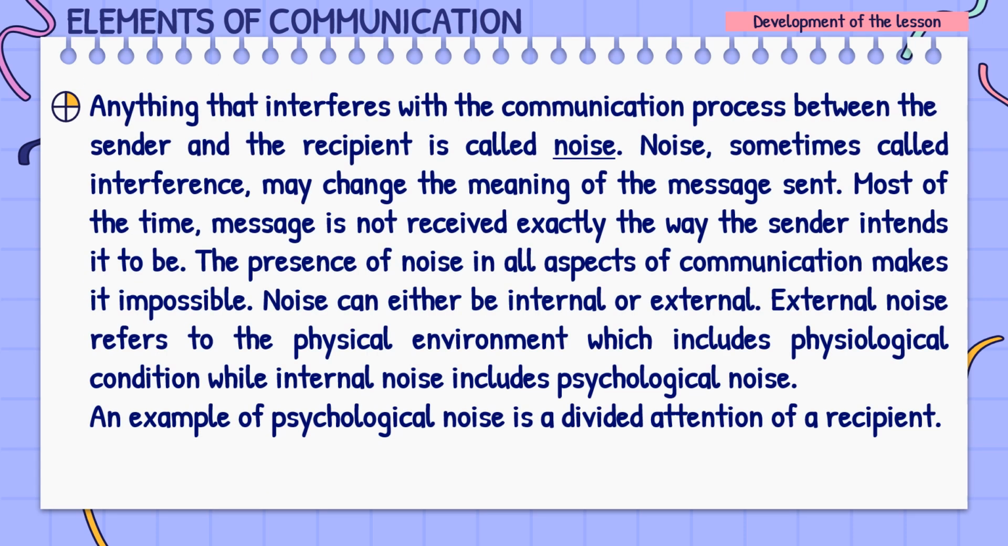Noise. Anything that interferes with the communication process between the sender and the recipient is called noise. Noise, sometimes called interference, may change the meaning of the message sent. Most of the time, a message is not received exactly the way the sender intends it to be. The presence of noise in all aspects of communication makes it impossible. Noise can either be internal or external. External noise refers to the physical environment, which includes physiological condition, while internal noise includes psychological noise. An example of psychological noise is a divided attention of a recipient.